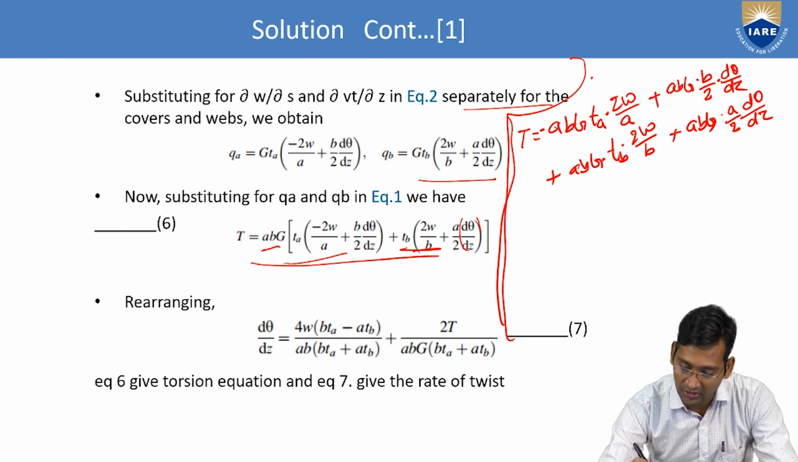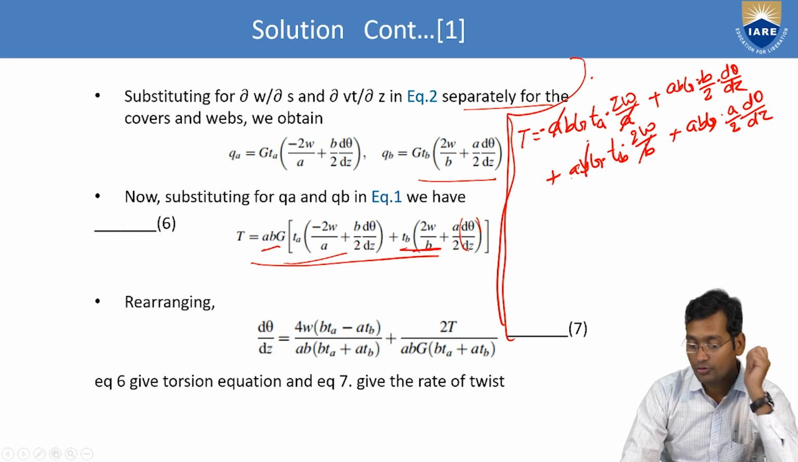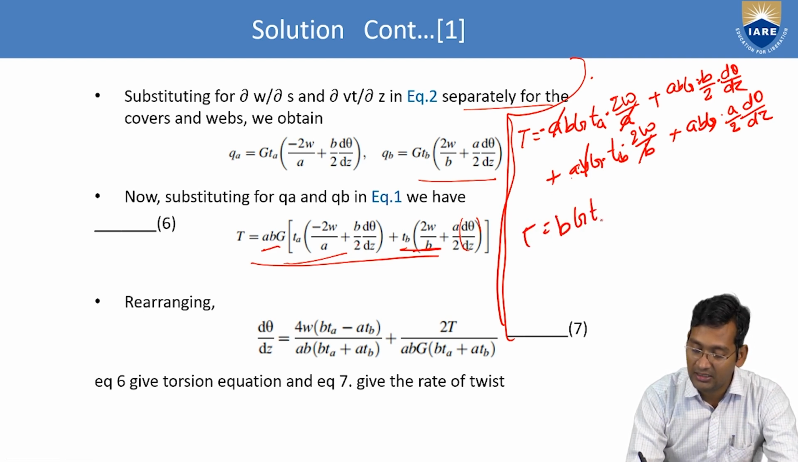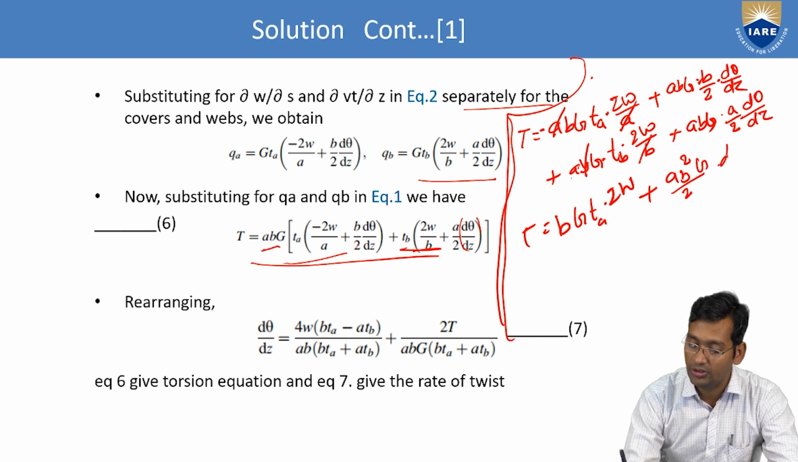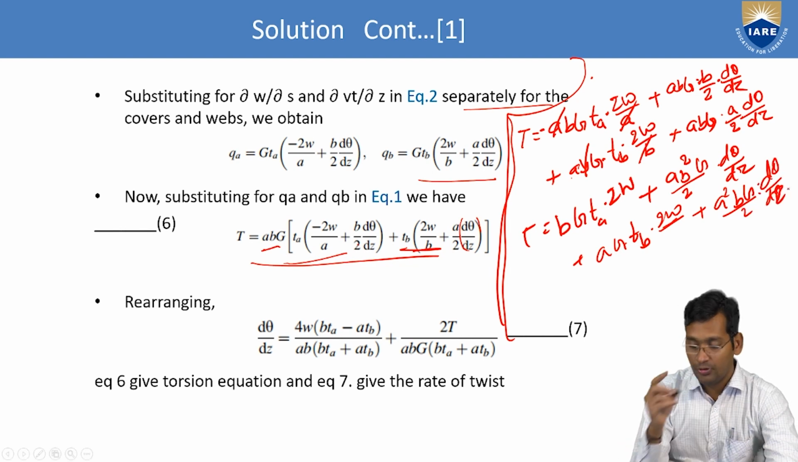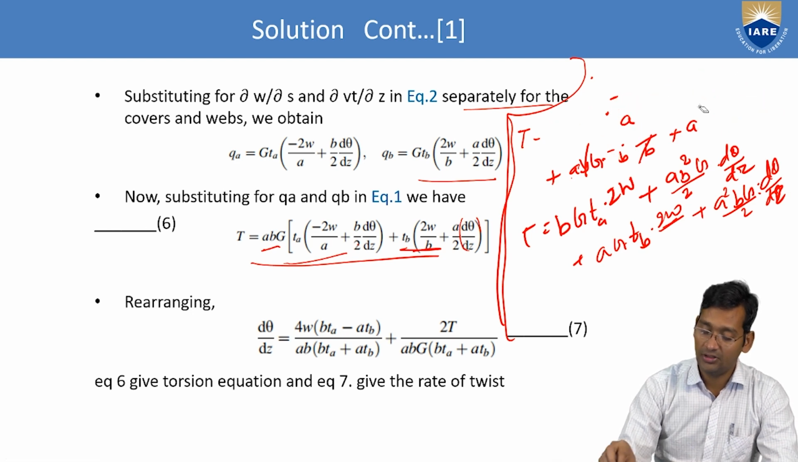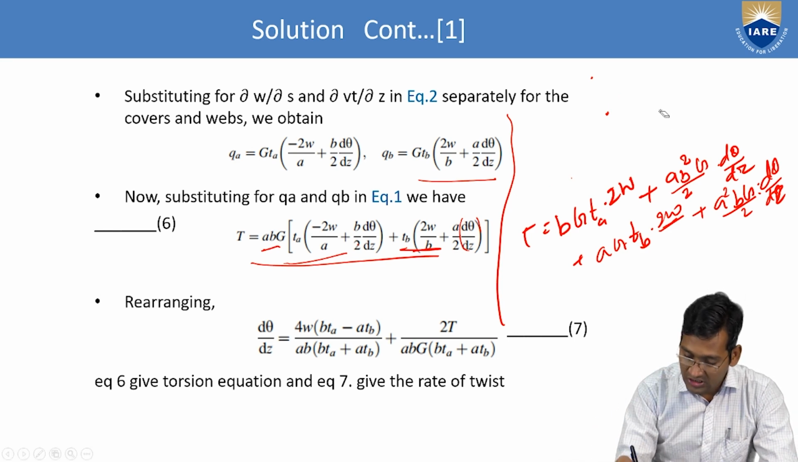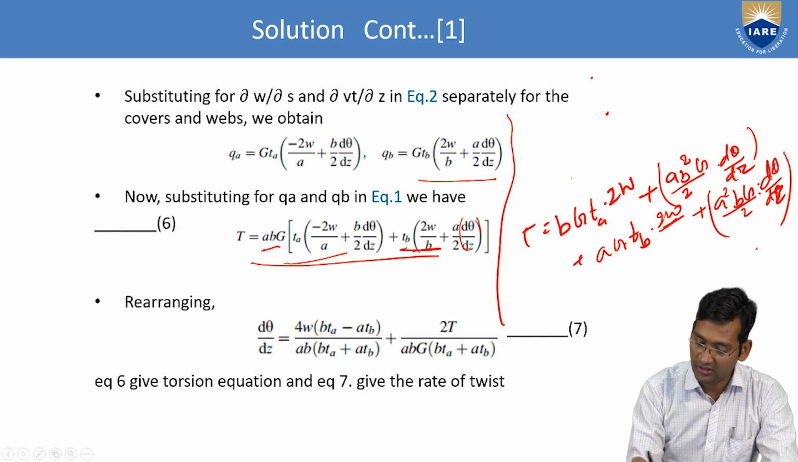Now let's see what we can cancel here. A we can cancel here, sorry, here we can cancel B. So now T equals BG TA into 2W, plus A B square G by 2 into d theta by dz, plus from here A G TB into 2W, plus A square B G by 2 into d theta by dz. Now take d theta by dz on one side and the other things on the other side. This term has d theta by dz and this term has d theta by dz, so taking those, both are positive, so keep these on this side and the other two on the other side.